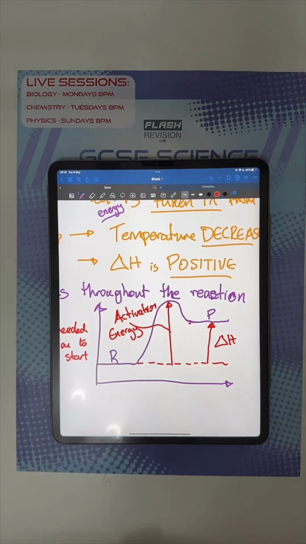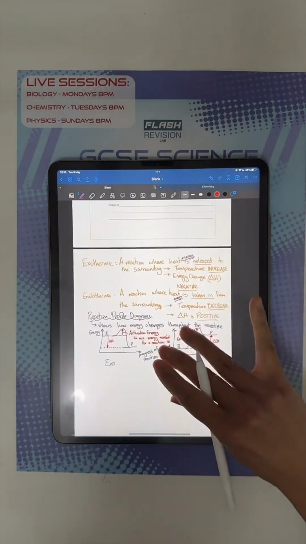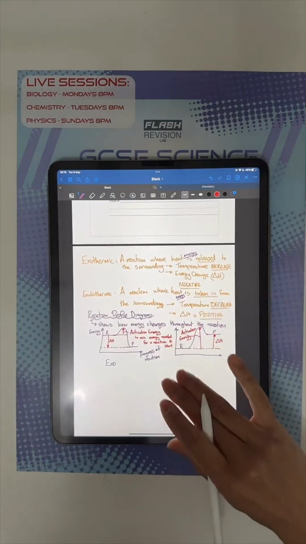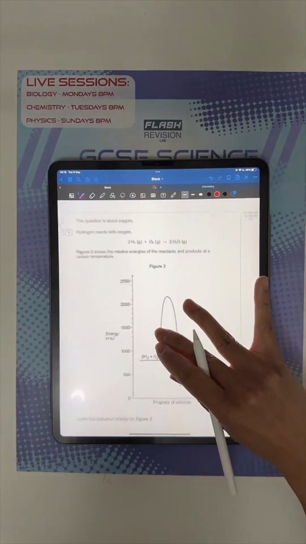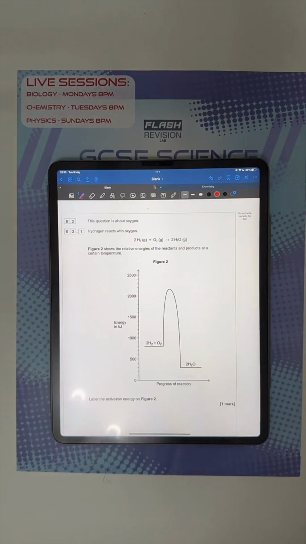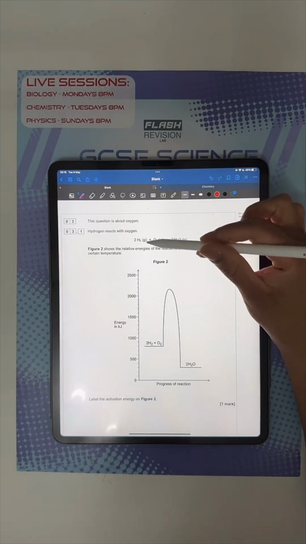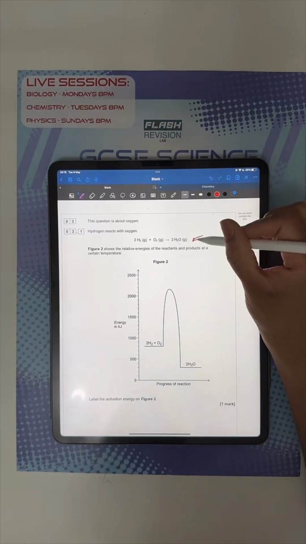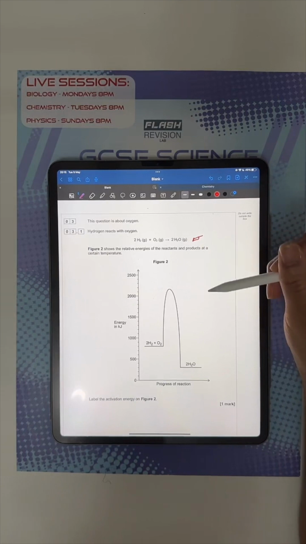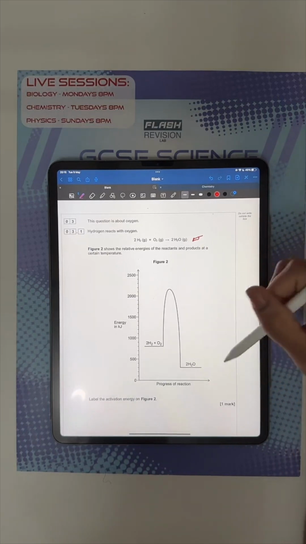Okay. Right. So let's get into some questions here. I'll go back to that. I'll keep going back to that. You guys can screenshot. This question is about oxygen. Hydrogen reacts with oxygen. Here we have the reaction. Figure 2 shows the relative energy changes. So it's basically drawn an example of a reaction profile diagram.